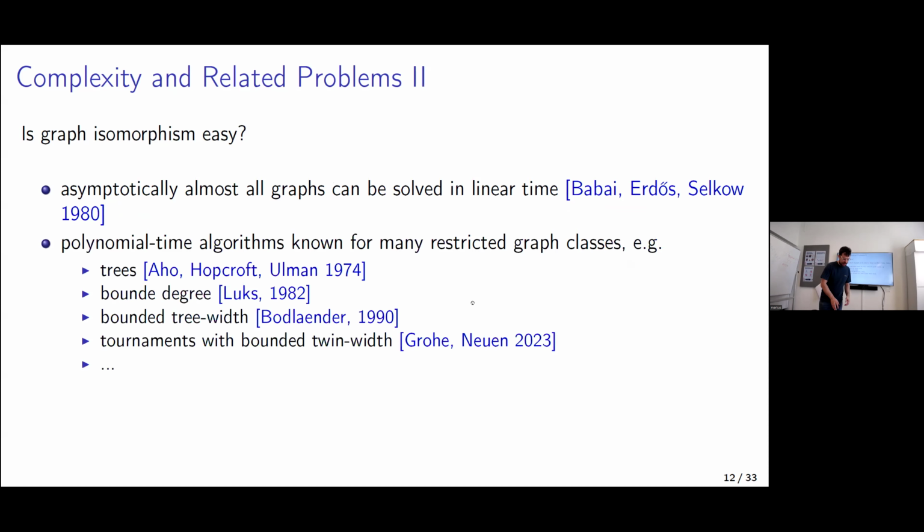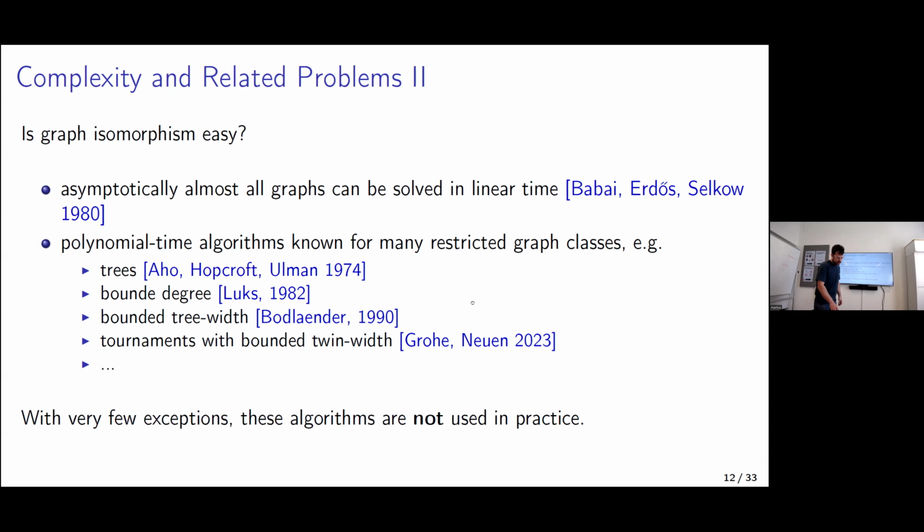And on top of that, for many restricted graph classes, there are polynomial time algorithms available. So for example, for graphs of bounded degree, graphs of bounded tree width, and this list is very, very long. There are lots of restricted graph classes known for which you can solve the problem in polynomial time. So this is also the intuition that for these algorithms, most graphs are actually easy and the hard cases are more rare. It's sort of the intuition for these problems.